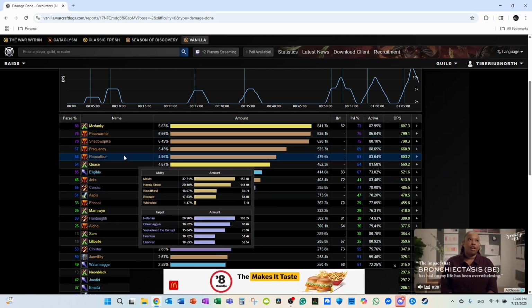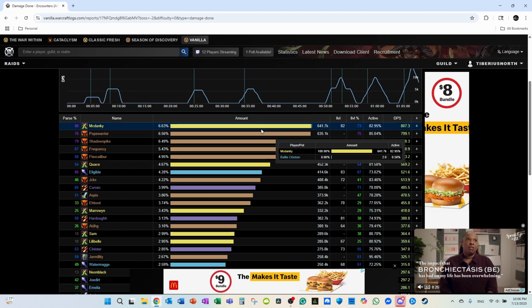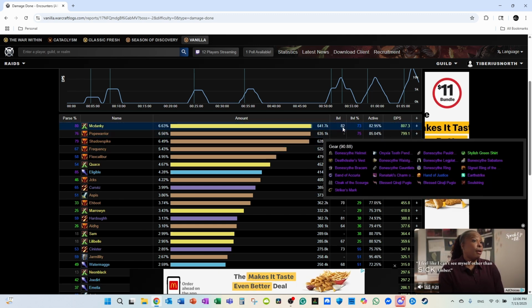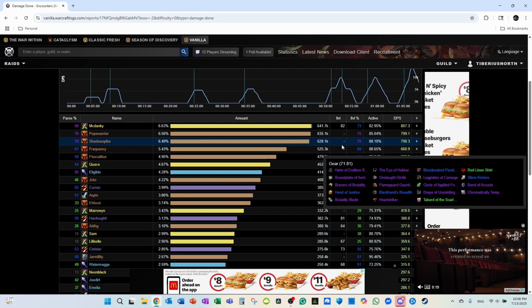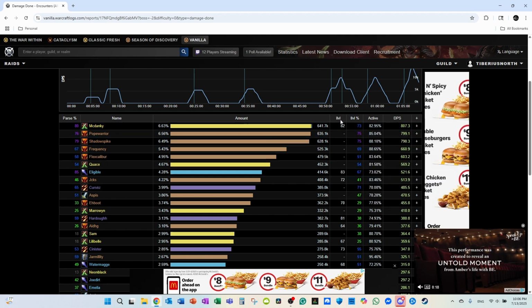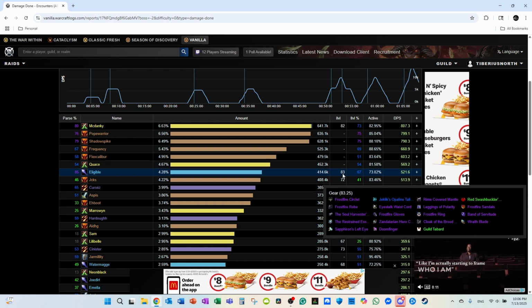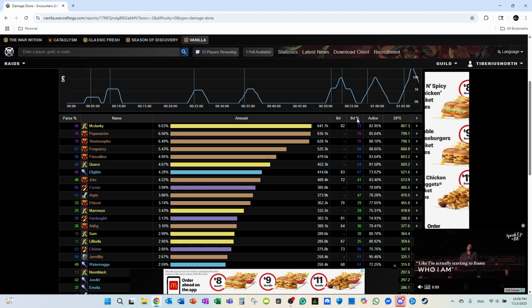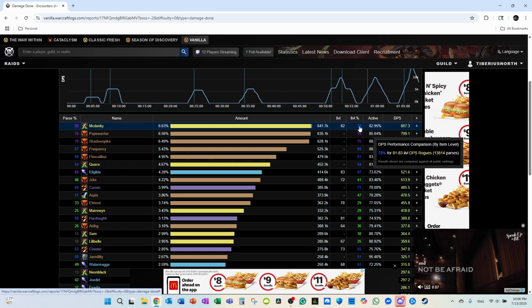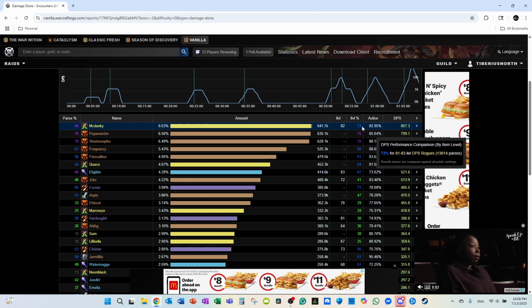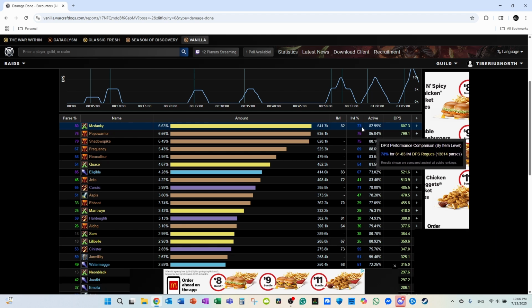Here you just have the name of the players. Here you have the amount of damage that they did. If you hover over here, you can see the gear that they used during the run. And this is the level of the item. So 83 is the average item level of the character. Level percent is basically your parse relative to your gear. So it's a gear adjusted parse.